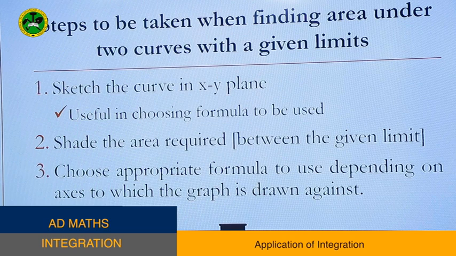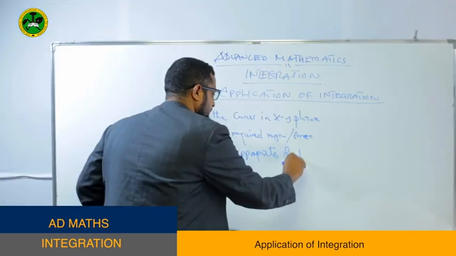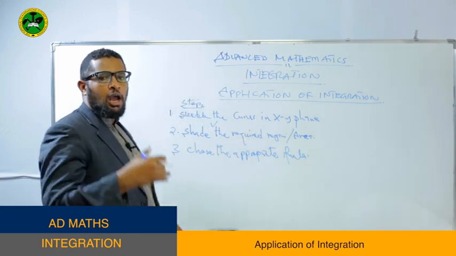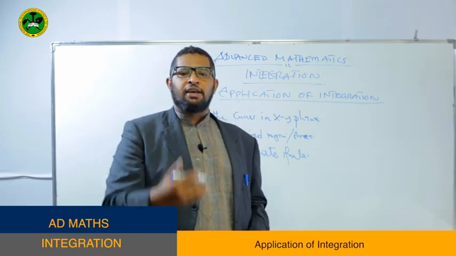Now, after shading, the next part is to choose the appropriate formula by considering two cases. If the curves are drawn against the x-axis, remember the formula. And if the curves are drawn against the vertical axis, remember the other formula. So the third step is to choose the appropriate formula, depending on how the graphs are sketched in the XY plane.